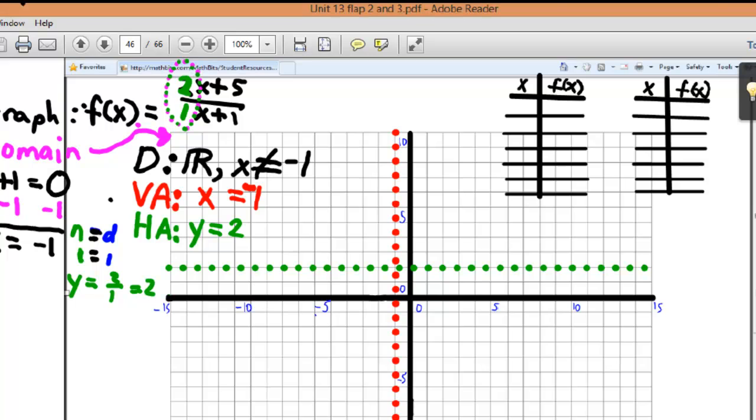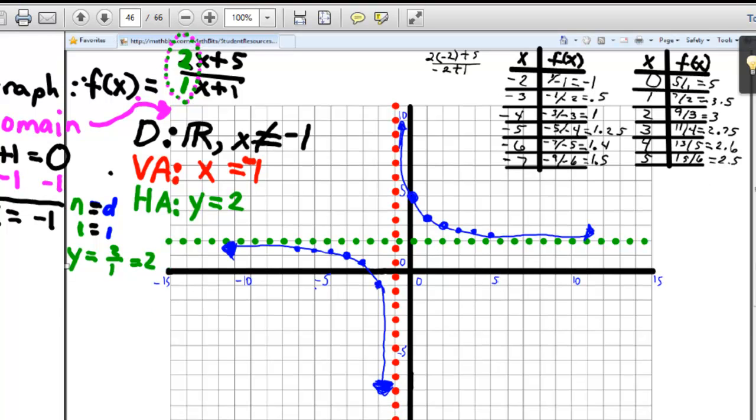Now to fill out the tables. In the first table, pick some points that are to the left of the vertical asymptote. The vertical asymptote is at x equals negative 1. So pick negative 2, negative 3, negative 4, negative 5, negative 6. And the other table is for the points to the right of the vertical asymptote: 0, 1, 2, 3, 4. Plug the table values into the function to get the y value and plot your graph. Remember, asymptotes are the boundary lines that the graphs will not cross.